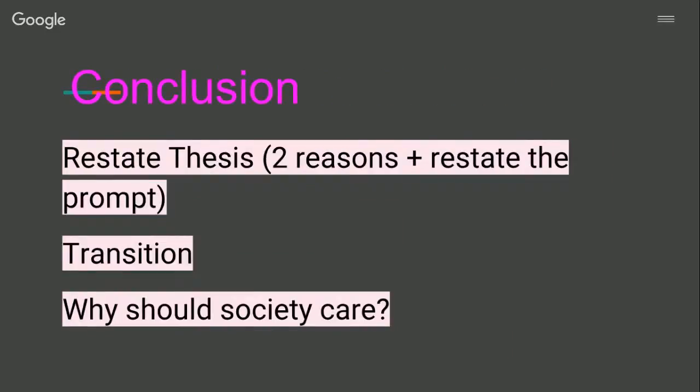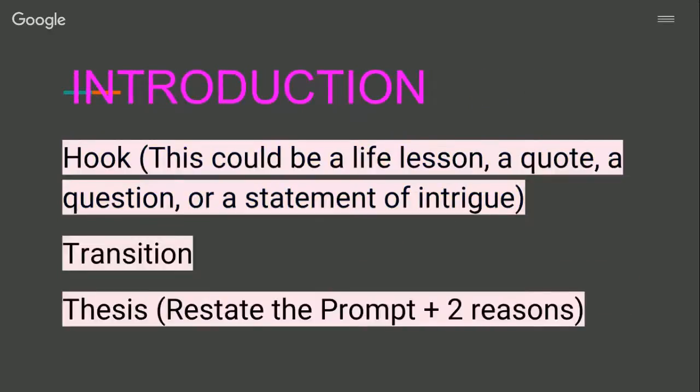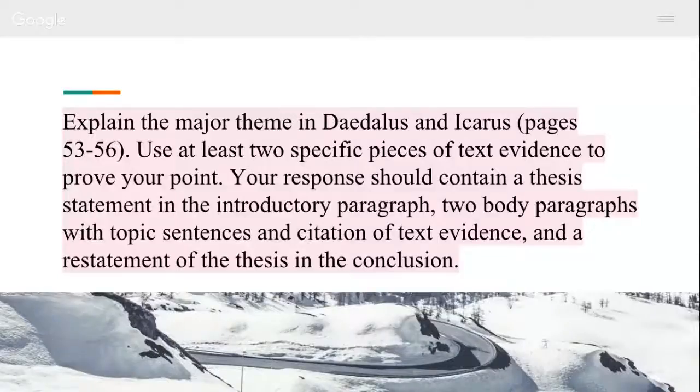And then you should have a conclusion where you restate the thesis, but in a different way, and you explain why society should care. If you need a transition sentence in between, if it seems too choppy, then you can go ahead and add that. But I'm looking for you to answer this prompt. Explain the major theme in Daedalus and Icarus, and use at least 2 specific pieces of text evidence to prove your point. I hope this was helpful.